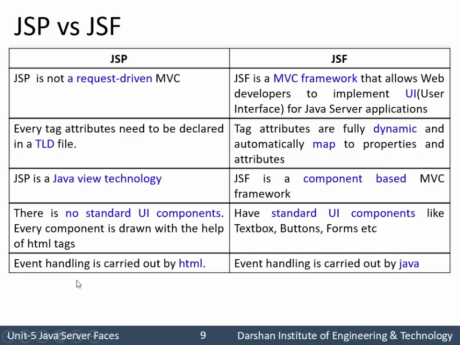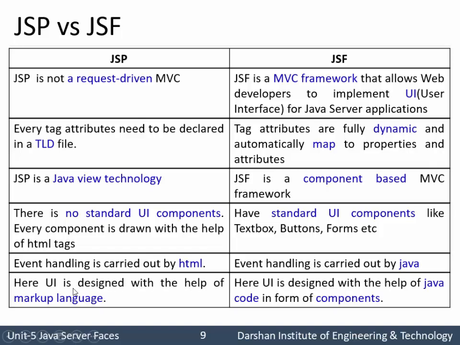Next point. Event handling in JSP is carried out by HTML. For example, if in JSP we were developing a login application, then what happens on the click event of a button is handled with the HTML page. While in JSF, event handling is carried out by Java code itself. This point will be more clear to you when we develop an application with JSF in our further videos.